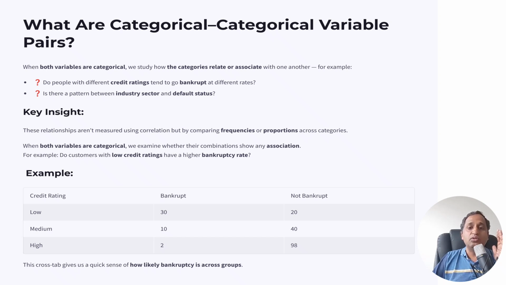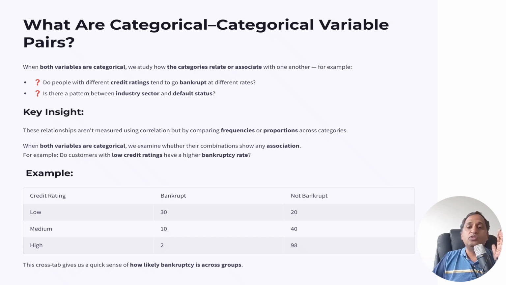Among the customers with low credit rating, 30 are bankrupt and 20 are not. With a medium rating, 10 are bankrupt and 40 are not. Among high credit rating individuals, only 2 are bankrupt while 98 are not. So this cross tab instantly reveals a pattern: low credit rating is associated with a higher bankruptcy rate.